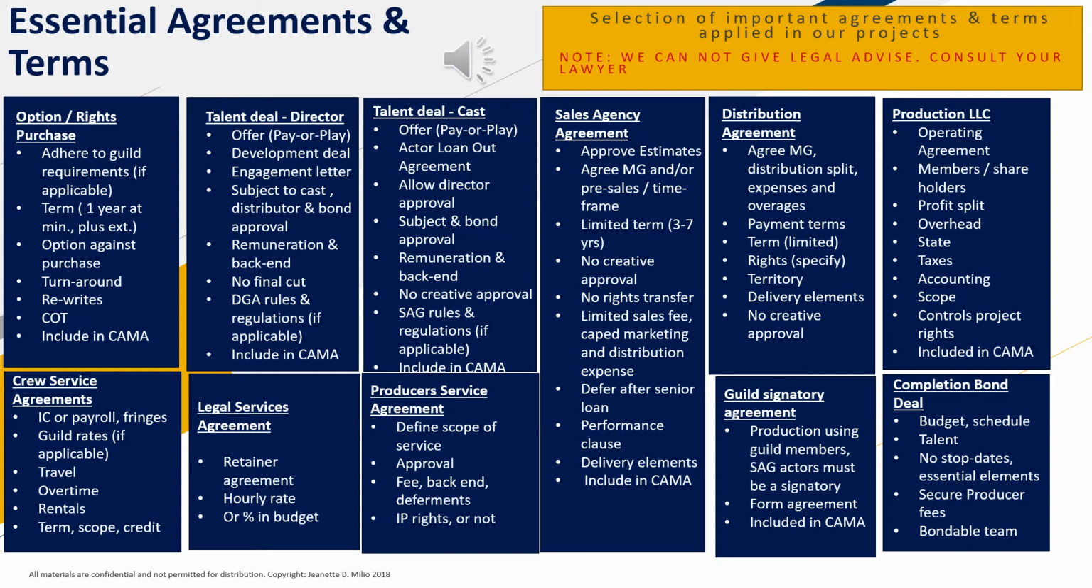You would make sure that the sales agent understands that they have no creative approval, that they cannot transfer the rights, and you would specify what the sales fee is and cap the market and distribution expenses at a certain amount. You would enter in this agreement as well that if the bank requires the sales agent to defer their fees after the loan, the sales agent would do so. And you agree on delivery elements that are going to be given to the sales agent so that they can deliver the film to the distributors, and you would include the sales agent into the CAMA, and of course you would make sure that they agree to a collection agent.